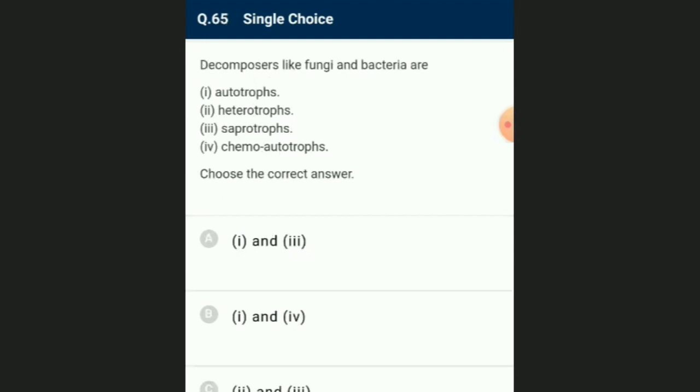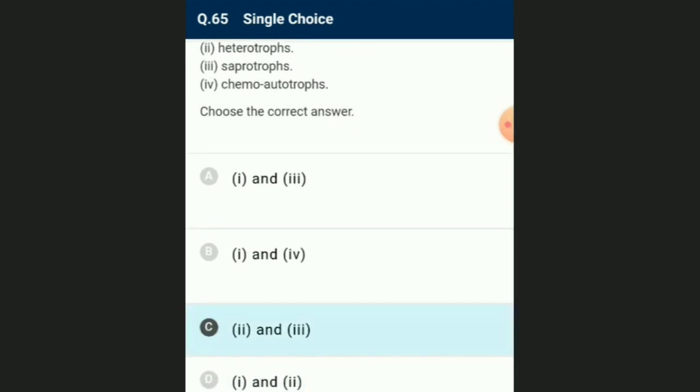Question number 65. Decomposers like fungi and bacteria are. Most of the bacteria and fungi are decomposers. They are saprophytic, a type of heterotrophic nutrition. They feed on dead and decaying organic matter. So the answer for this question is option C. The second and third are correctly given: heterotrophs and saprotrophs.